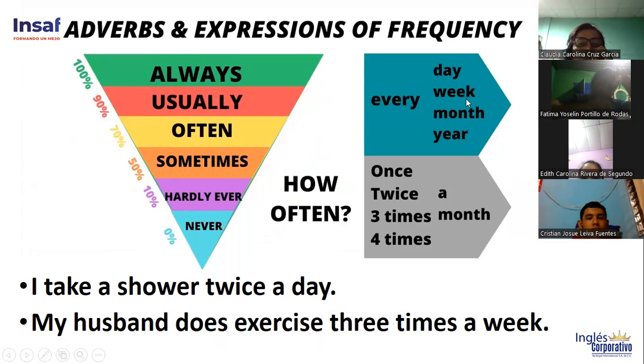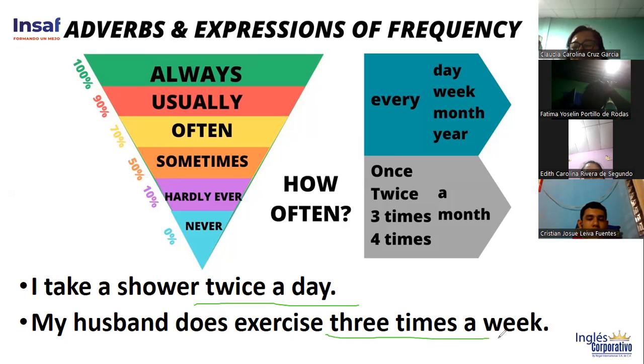And what are the expressions of frequency? Every day, every week, every month, every year, once a week, twice a week, three times a month, four times a year, three times a day. Okay? And the question is, how often? For example, how often do you take a shower? I take a shower twice a day because it's so hot, right? Okay, how often does your husband do exercise? My husband does exercise 3 times a week. So as you notice, the expression of frequency goes at the end of the sentence.